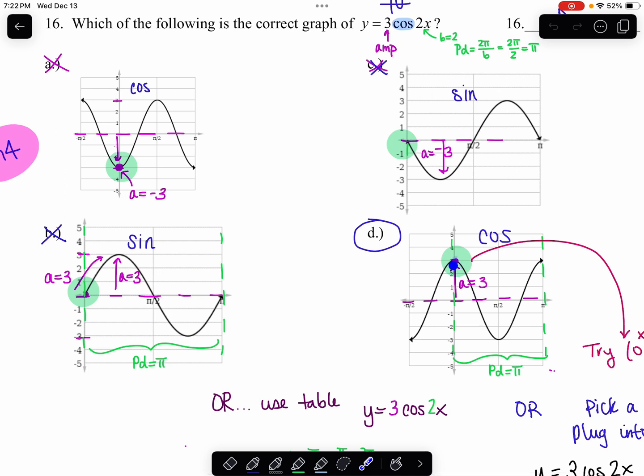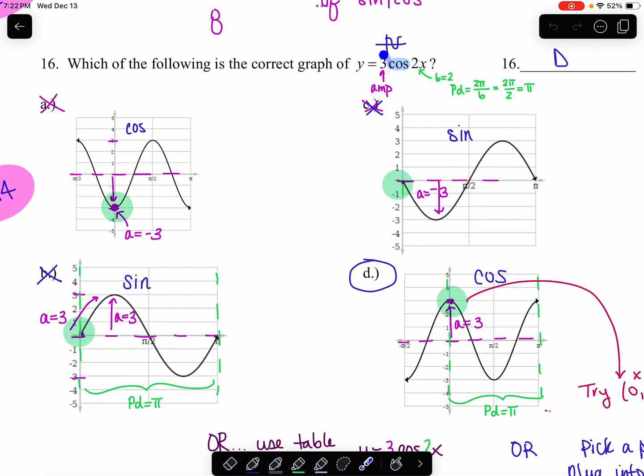This first point is above, so it might be this one. This first point is on the midline, so that means it's a sine graph. So it can't be B or C, right? So our cosine graphs are A and D. We can narrow it down there.